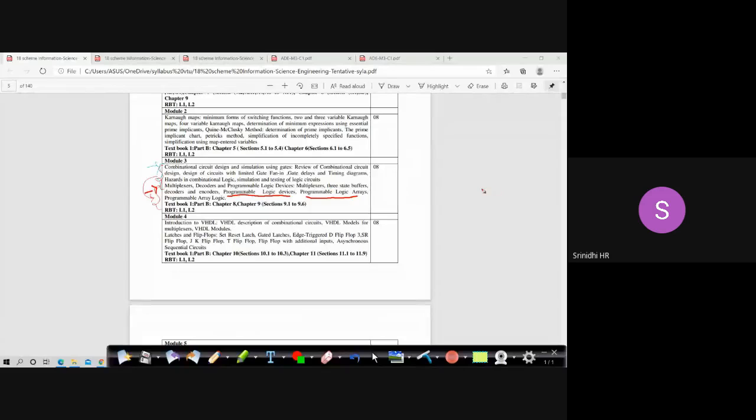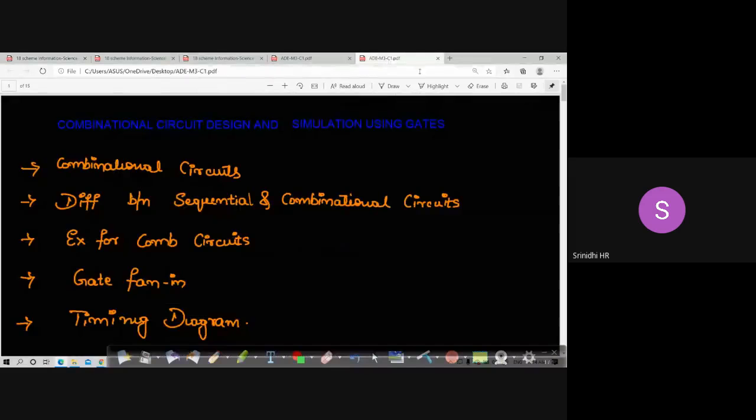There are two concepts: one is PAL, programmable array logic, and the other is programmable logic arrays. You need to know the difference between those two concepts and the implementation part of it. Considering this whole module, we shall take up each concept and dive into the discussion.